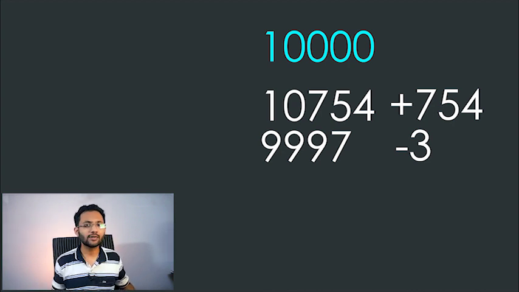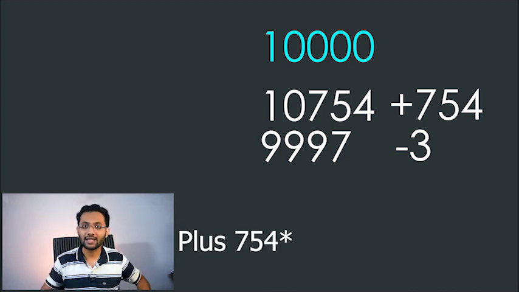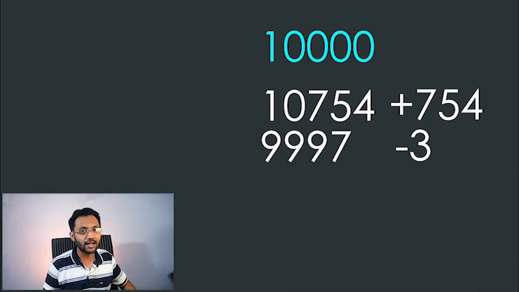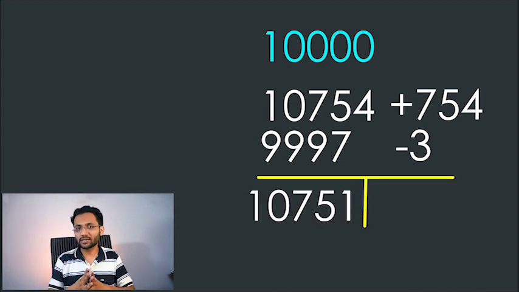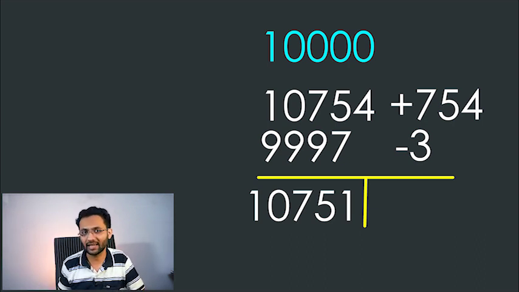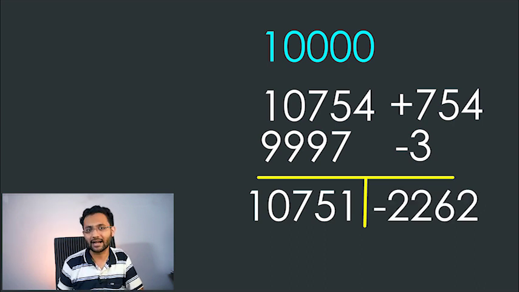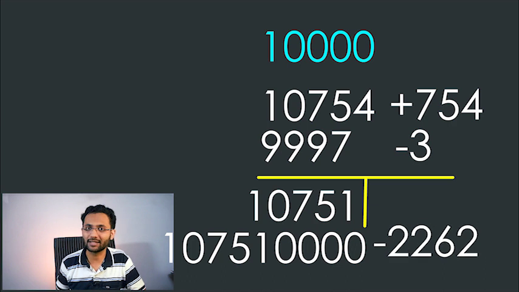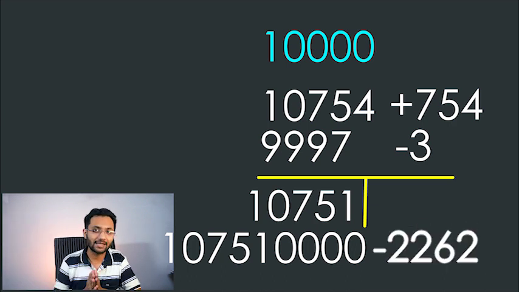Here do 10,754 minus 3 or 9,997 minus 754. First one is easy. 10,754 minus 3 is 10,751. Now algebraic multiplication. Plus 754 multiplied by minus 3 is minus 2,262. Last step, multiply this number by base and subtract 2,262. Remember the sign. It's minus 2,262.